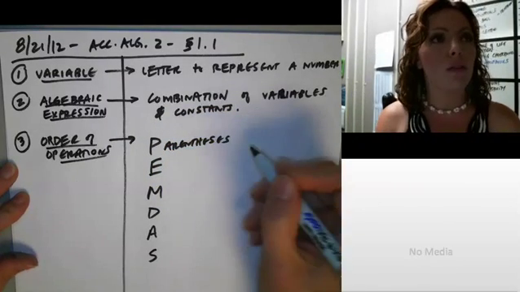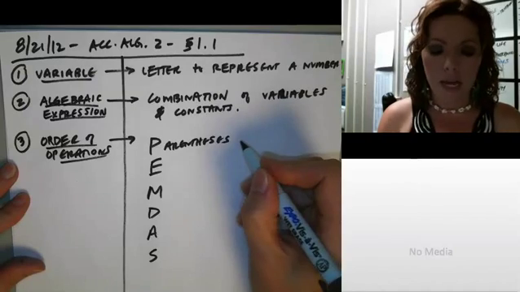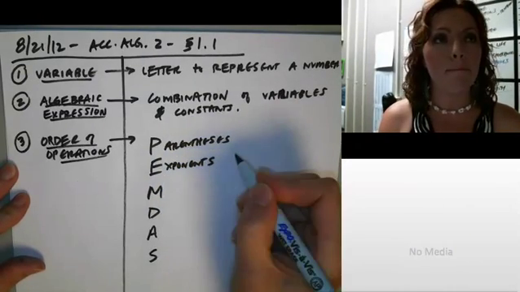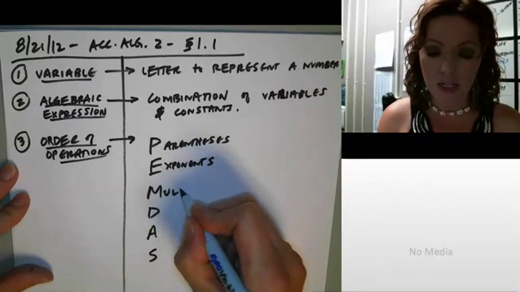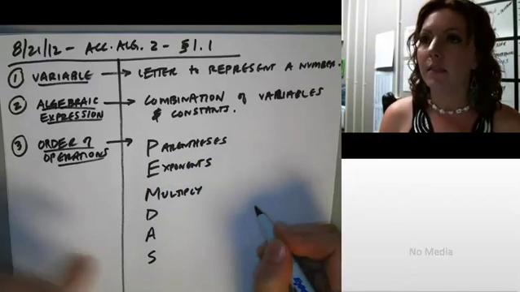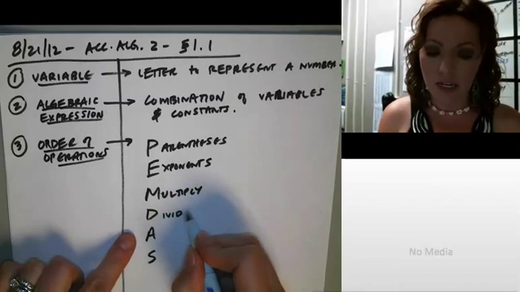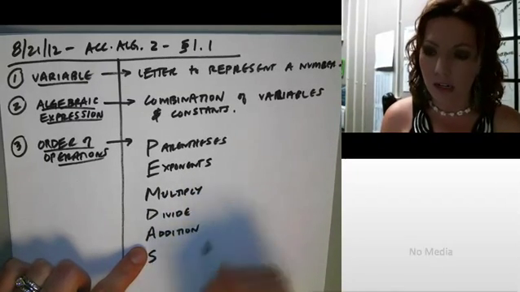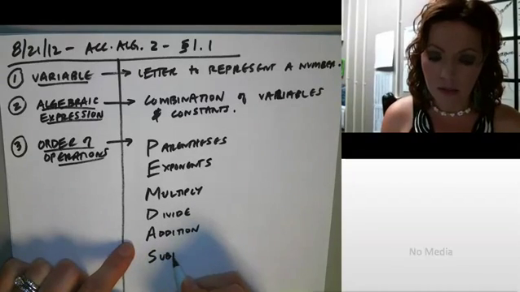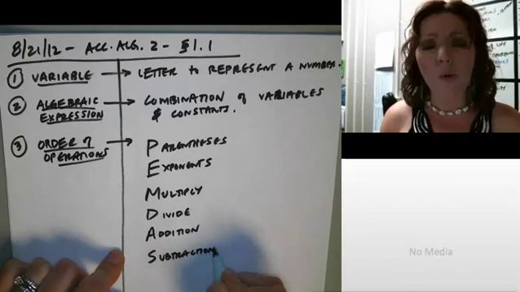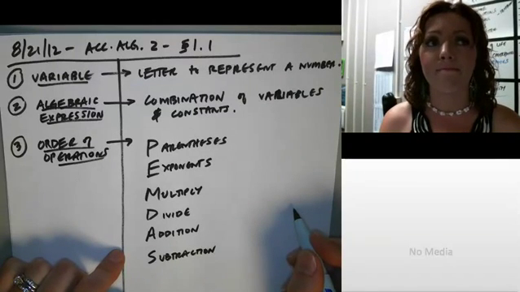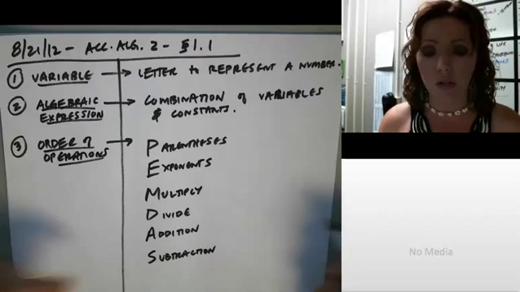Okay, how about the E? Exponents. Okay, M? Multiplication or multiply. D? Divide or division. A? Addition. And we have subtraction last. Okay. So all we're doing is we're getting some practice with these kinds of things today. Should be very, very easy for all of us.